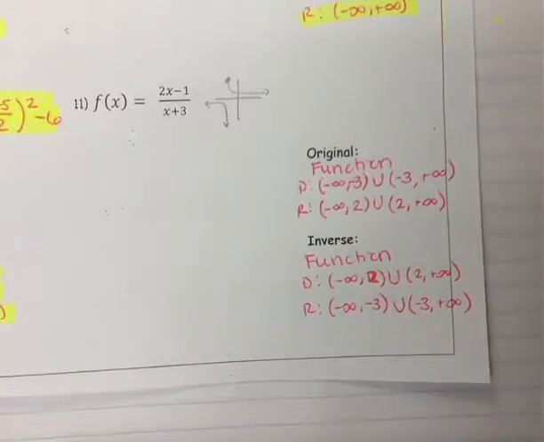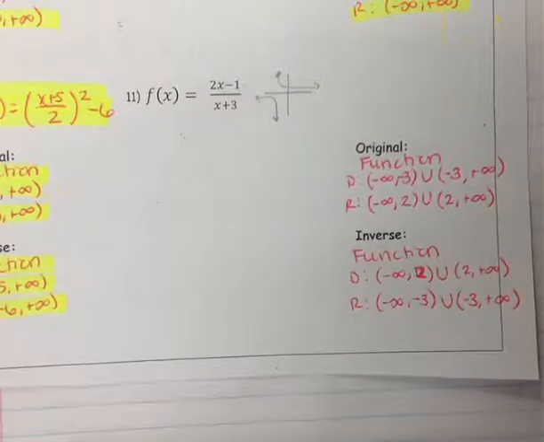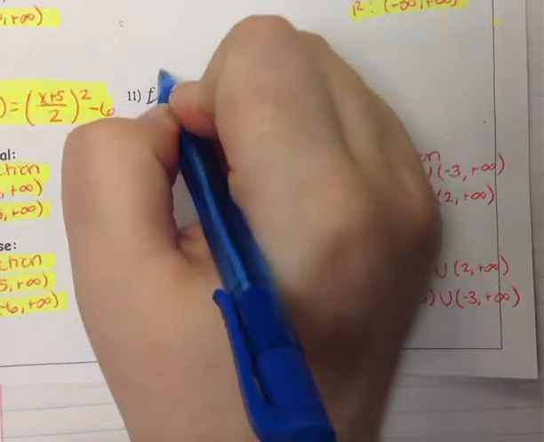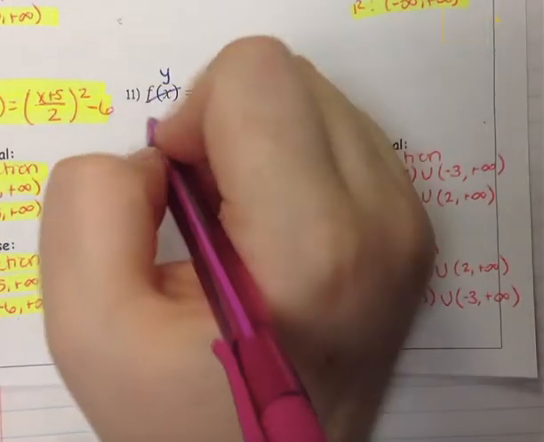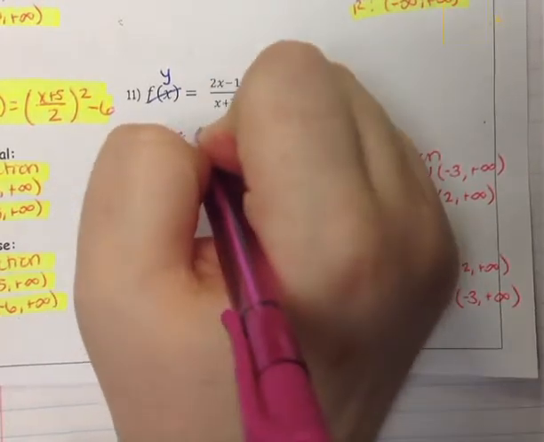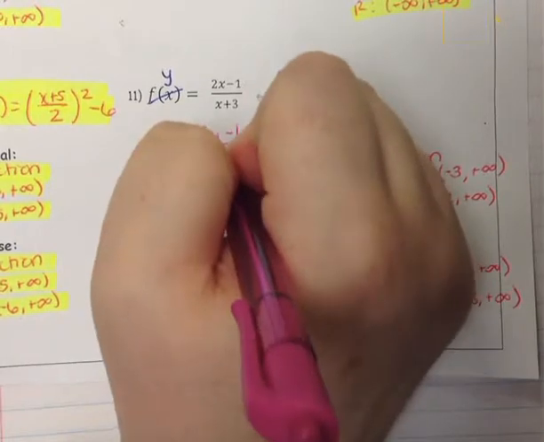So now let's find the actual equation of our inverse. This is the most difficult kind. It will have quite a few steps. We're still going to change the f of x to y. We're still going to start everything else the same. It's that solving for y where it gets a little tricky. We're going to have x is equal to 2y minus 1 over y plus 3.